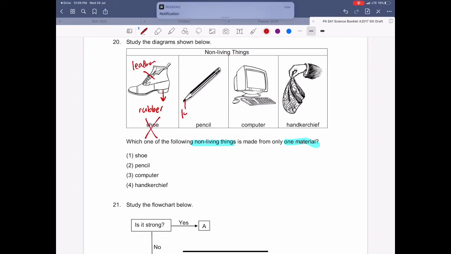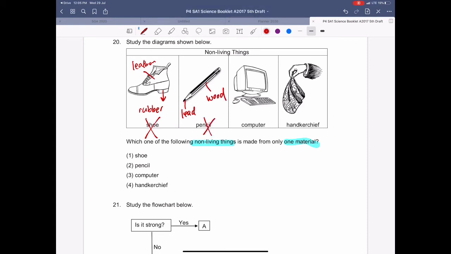Pencil, this is lead and this is wood. So wrong. Computer, this one is glass and plastic. Wrong. So handkerchief is cotton. This is the only one that is correct. Answer number 4. Okay, very straightforward, this one. No need to even go and think so much.